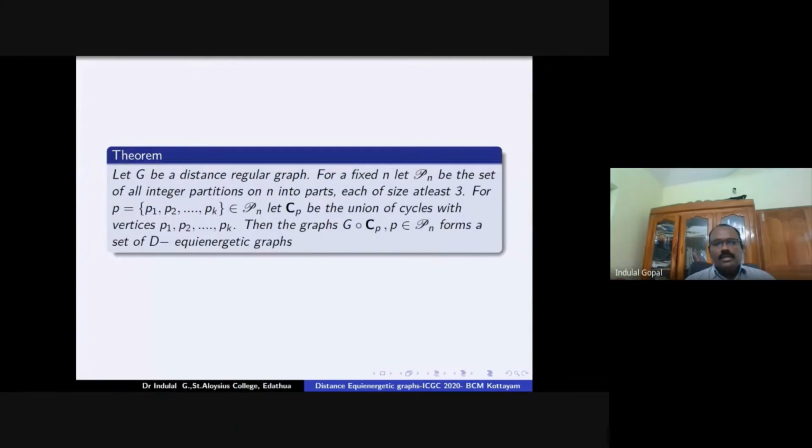Let Pn be the set of all integer partitions of n into parts, each of size at least 3. Then for a partition P equal to P1, P2, etc., Pk belonging to script Pn, let Cp be the union of cycles with vertices P1, P2, etc., Pk. Then the graphs G corona Cp form a set of D equi-energetic graphs.